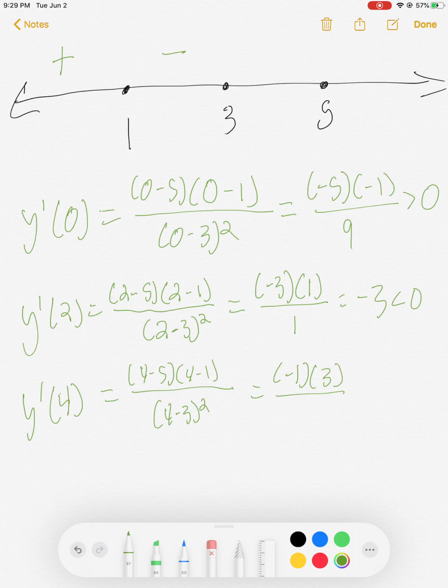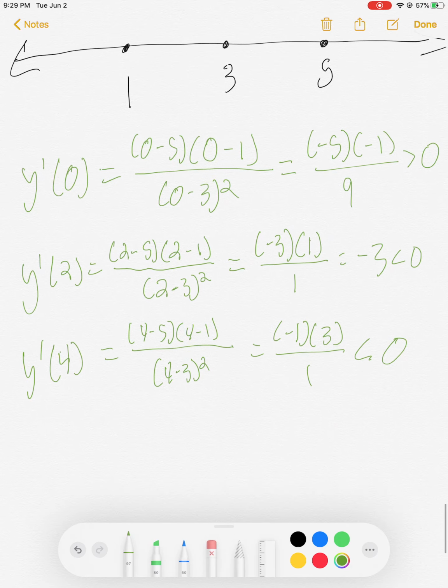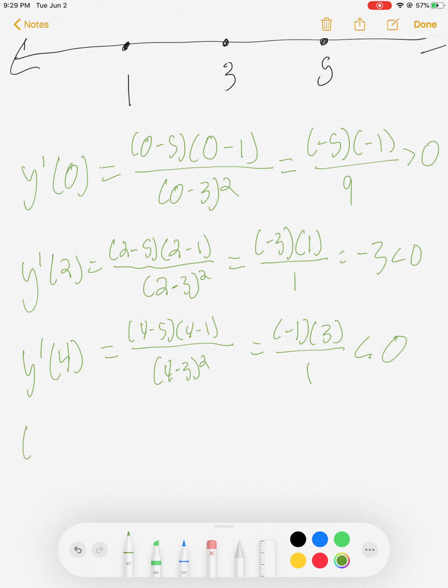Y prime of 4, so now I'm going to plug in something between 3 and 5. 4 minus 5, 4 minus 1 over 4 minus 3 squared. Let's see, that's going to be negative 1, positive 3 over positive 1. And that is going to be less than 0. So we're negative here as well.